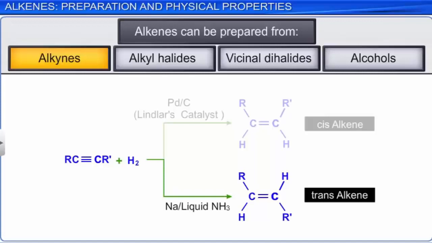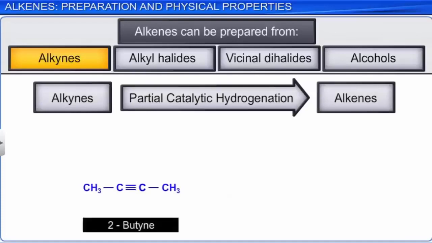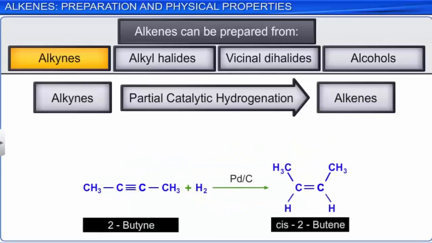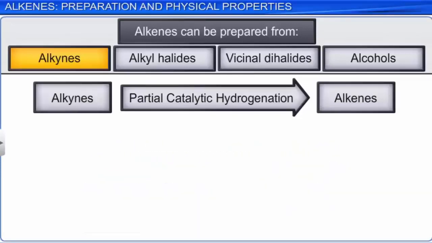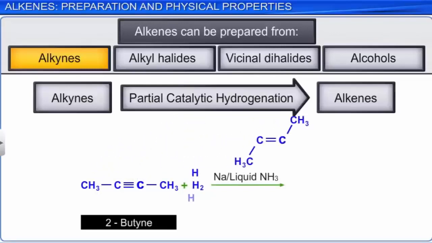For example, 2-butyne, on reduction with palladized charcoal in presence of quinoline, forms cis-2-butene. However, 2-butyne, on reduction with sodium in the presence of liquid ammonia, forms trans-2-butene.